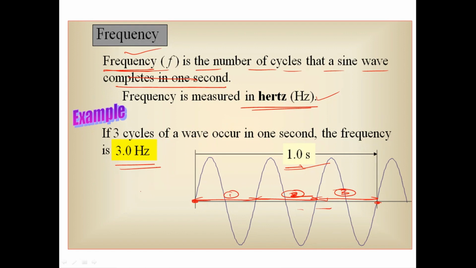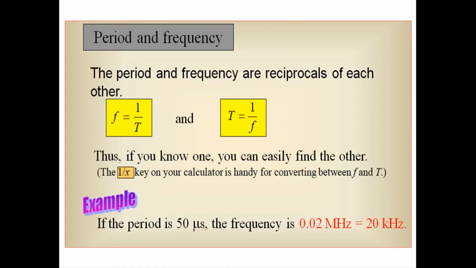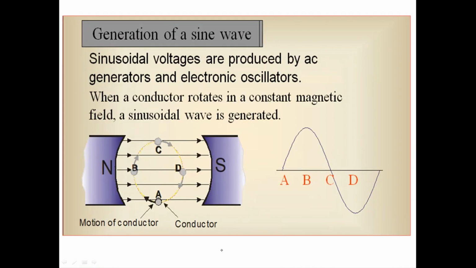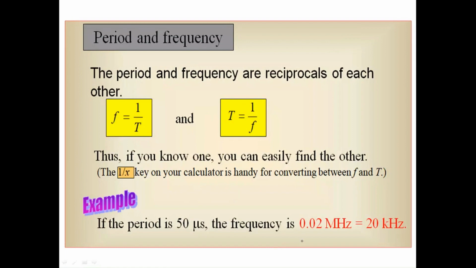So likewise the frequency of a sinusoidal waveform is measured in this manner. The period and frequency are reciprocals of each other. So f is equal to 1 by t, where t is the time period and f is the frequency, or t is equal to 1 by f. Thus if you know one, you can easily find the other, right? So in this example, if the period is 50 microseconds, then the frequency would be 20 kilohertz. So now these are the fundamental things related to the sinusoidal waveform, right?